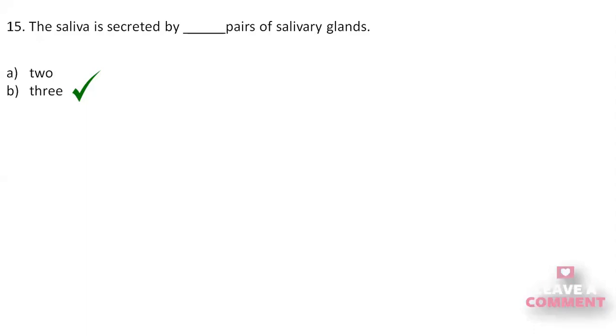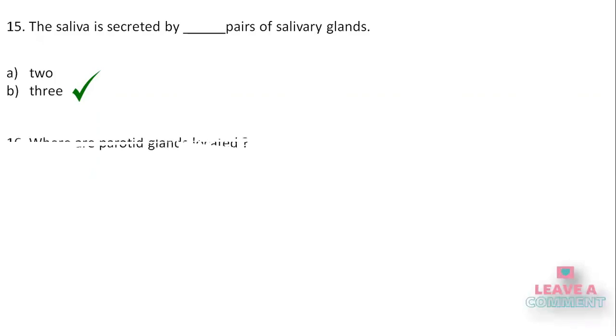Now, as I've explained in the video of digestive system, the saliva is secreted by 3 pairs of salivary glands, and the names of those glands are parotid glands, submandibular glands, and sublingual glands. Now let us move on to question number 16.